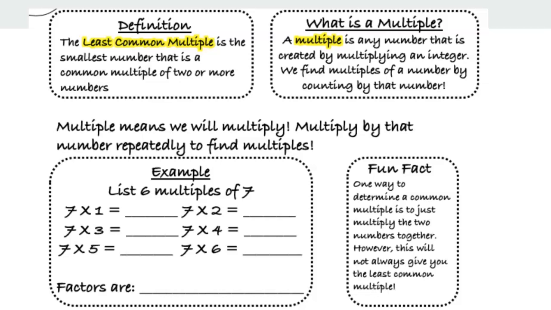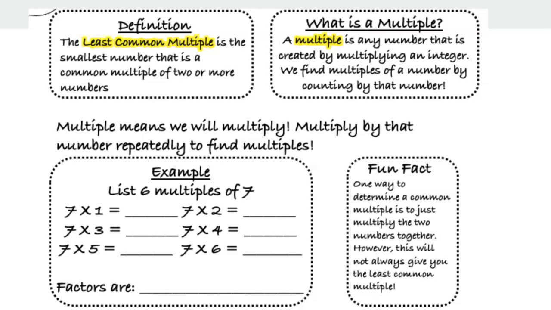By definition, the least common multiple is the smallest number that is a common multiple of two or more numbers. A multiple is any number that is created by multiplying an integer. We find multiples of a number by counting by that number. For example, the multiples of 5 are 5, 10, 15, 20, 25, 30. Or you can think in your head multiplication. So 5 times 1, 5. 5 times 2, 10. 5 times 3, 15.